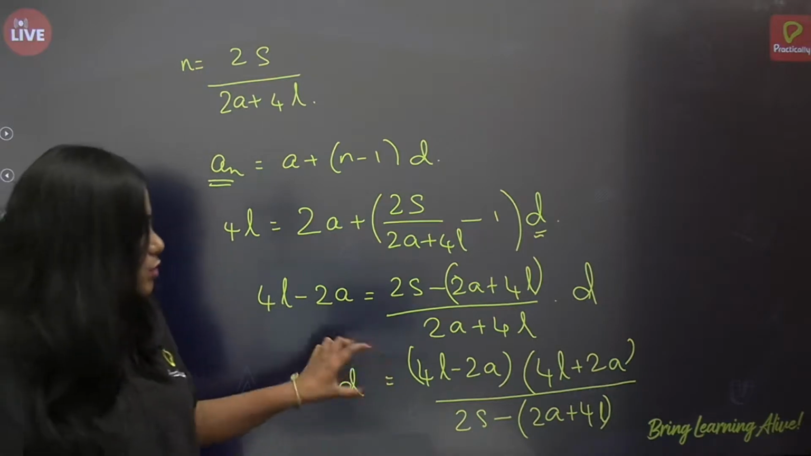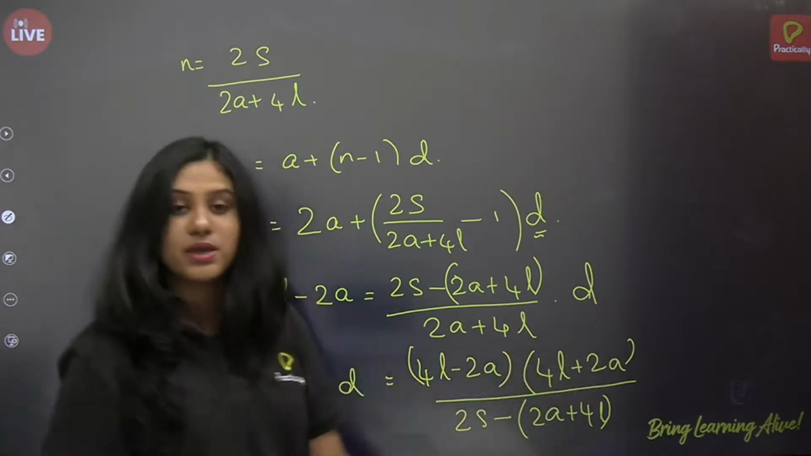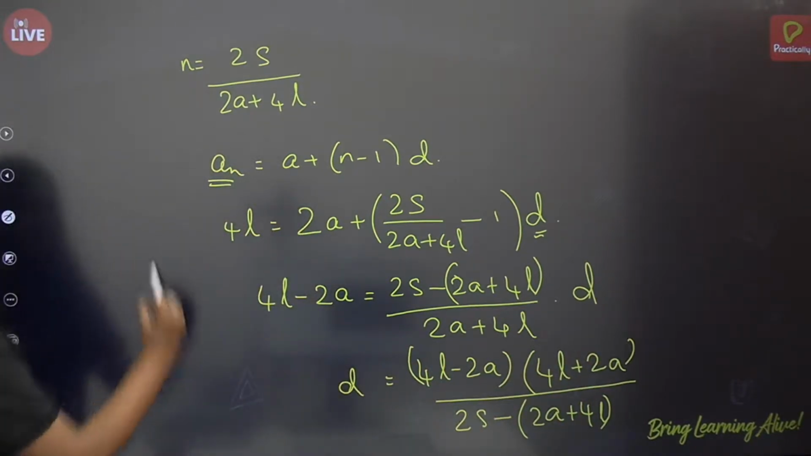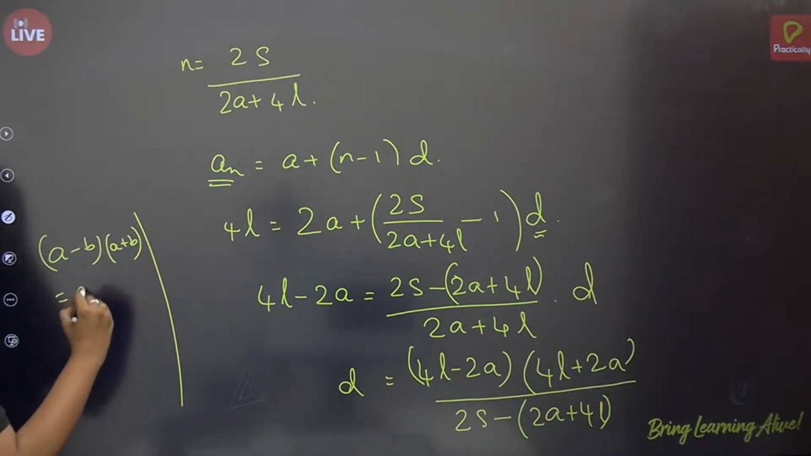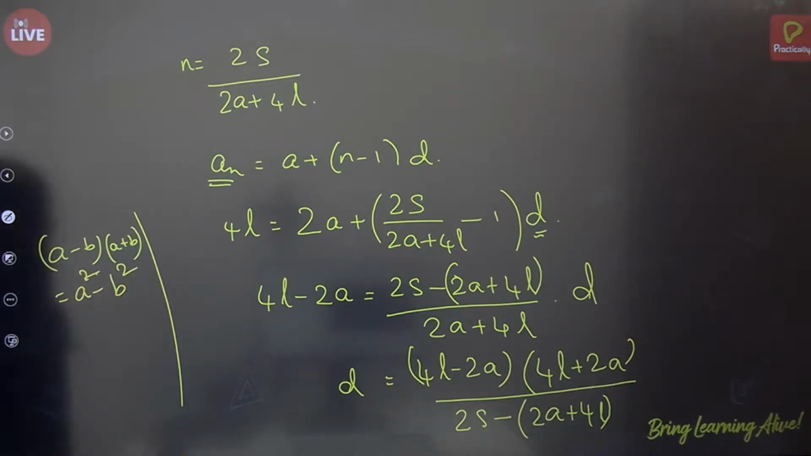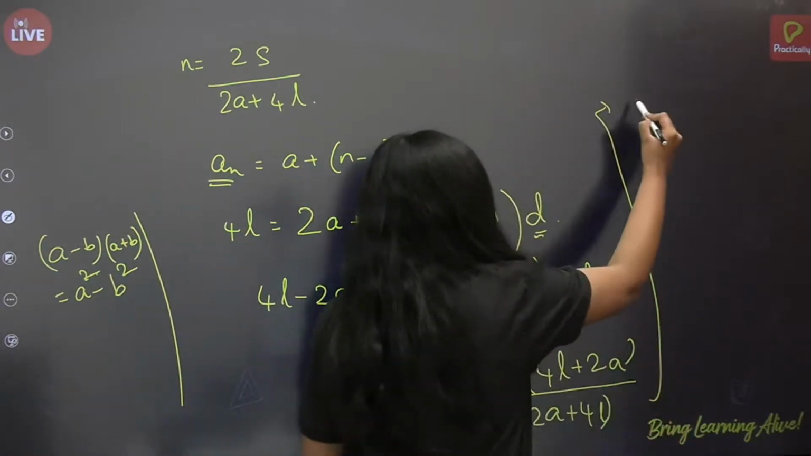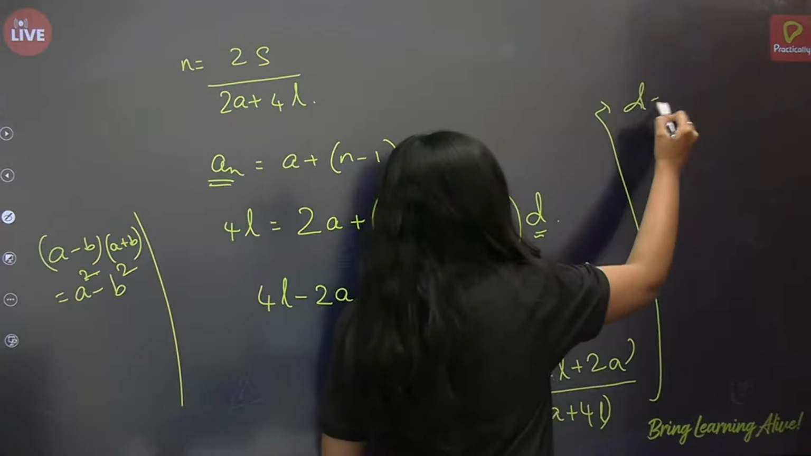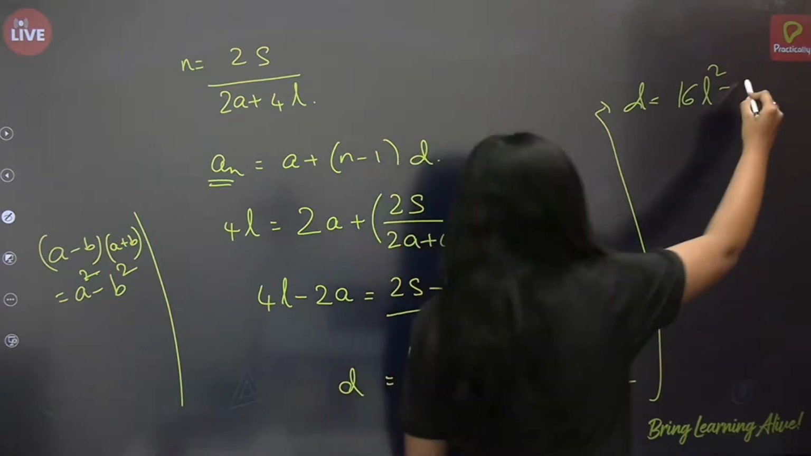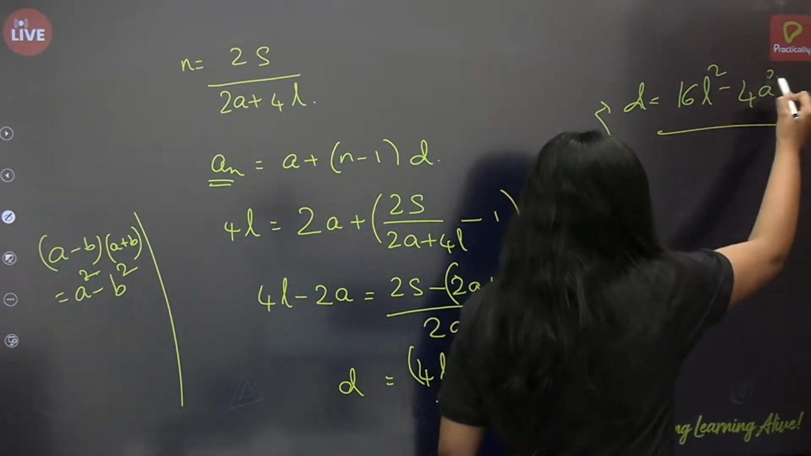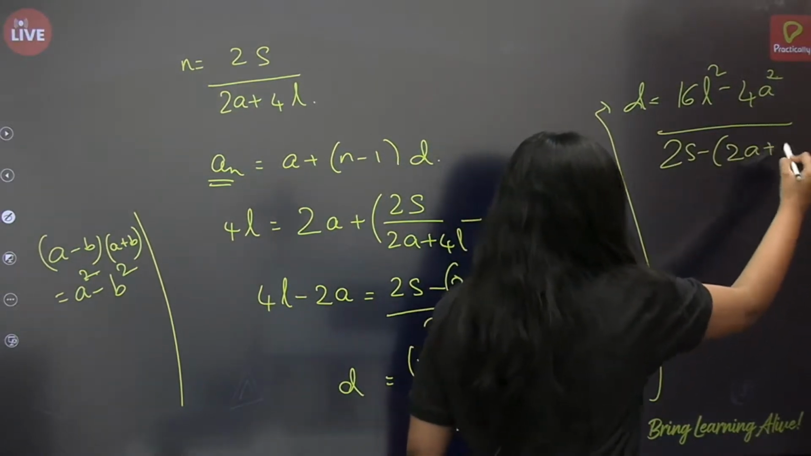How? If you see, the numerator is in the form of a minus b into a plus b. What is the identity? Let me write here. a minus b into a plus b is a square minus b square. Right? Can we apply this? Of course, yes. So, d equals 16l square minus 4a square by 2s minus 2a plus 4l.